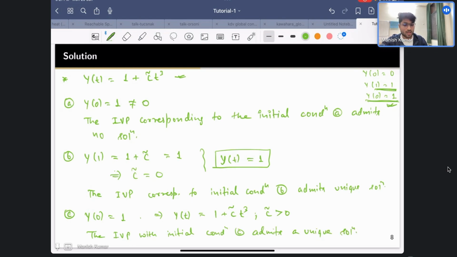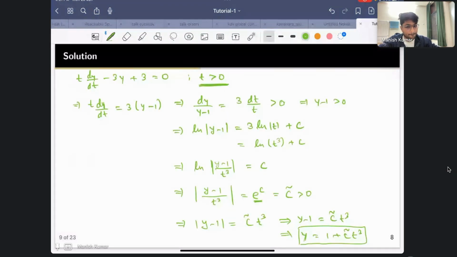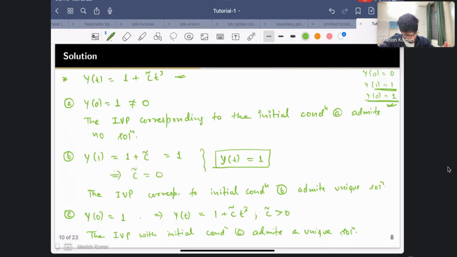So what is happening here is, you see this differential equation remains the same all the time. Excuse me, just a question. It doesn't admit a unique solution, right? There are many solutions. Oh sorry, it admits infinite solutions. Yeah, thanks for the correction.